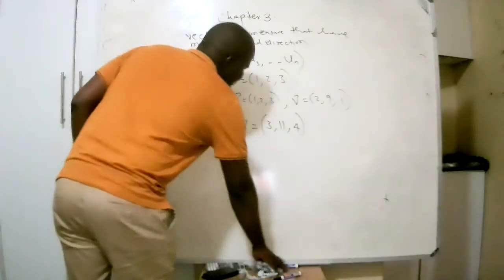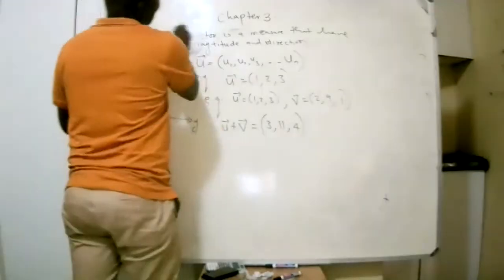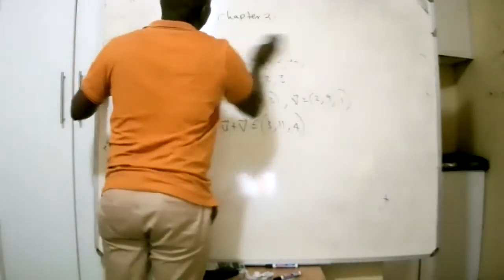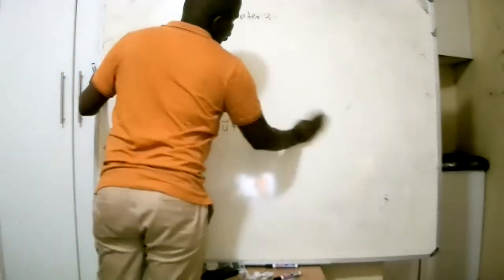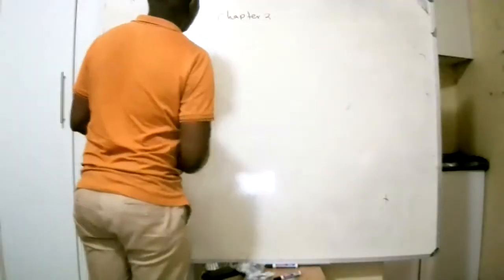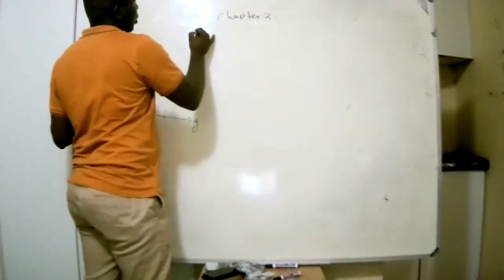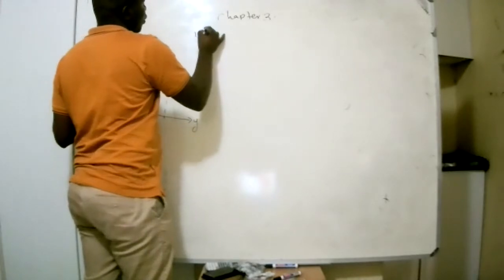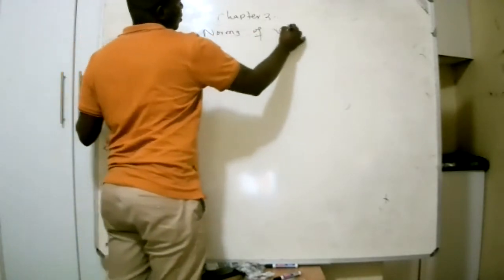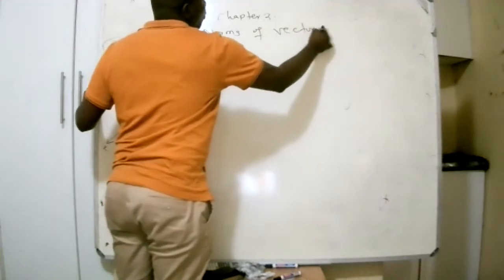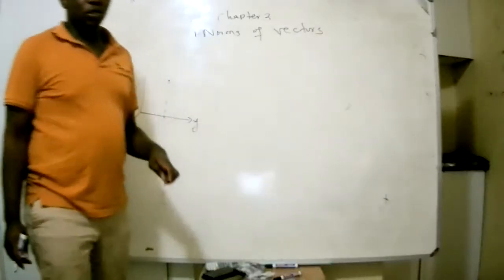Okay. So that is the introduction about vectors. Now I'm going to the critical thing which involves vectors. That is what is called the norms of vectors. So we have three different norms.